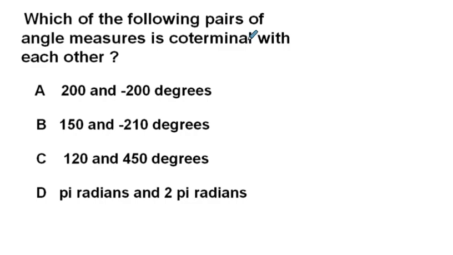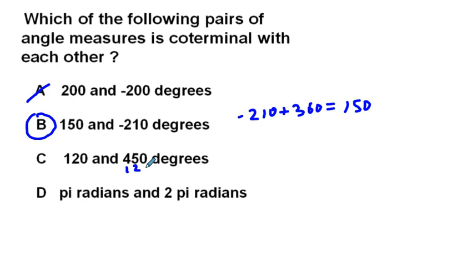Next, which of the following pairs of angle measures is coterminal with each other? Basically, what you're looking for are two angles which are 360 degrees apart, because 360 degrees constitutes a full circle rotation. For A, these two angles are 400 apart, because negative 200 plus 400. So A is not correct. For answer choice B, if we take negative 210 degrees plus 360 for a full rotation, we get 150 degrees. So B is going to be our correct choice. The next one is 330 apart, and pi radians and 2 pi radians are pi, or 180 degrees, apart. B is our correct answer.